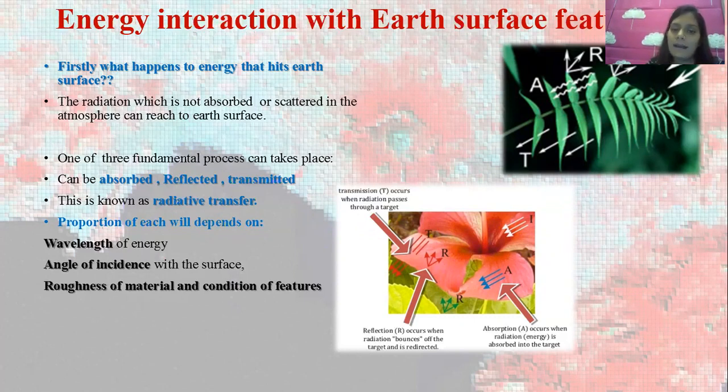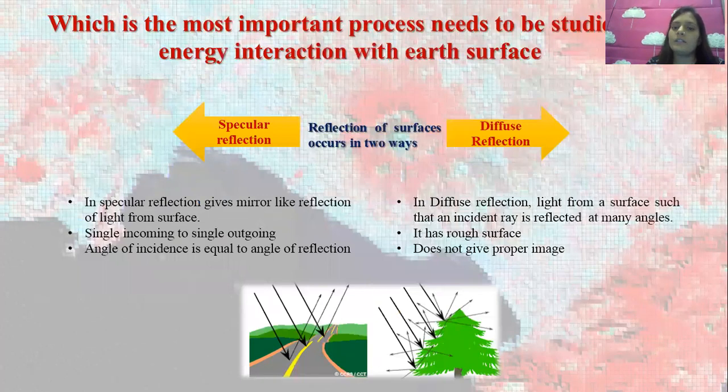The wavelength, the angle of incidence, and the surface of material and condition of the feature. Moving further, which is the most important characteristic to be studied? That is the energy interaction with the earth surface. The reflection from a surface occurs in two ways, that is specular reflection and diffuse reflection.